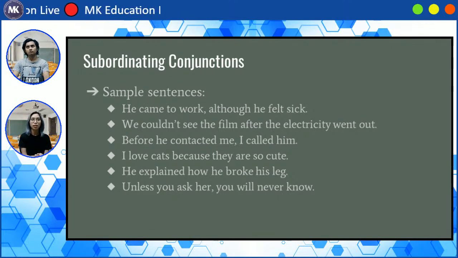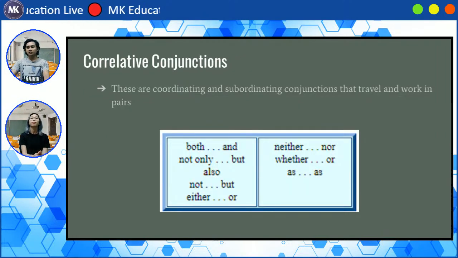The next sentence we have, I love cats because they are so cute. And the conjunction here is because. Next, he explained how he broke his leg, and our conjunction here is the word how. And the last one, unless you ask her, you will never know. And of course, our conjunction here is the word unless. So that's just a short explanation of subordinating conjunctions. We will just proceed now to the correlative conjunctions.